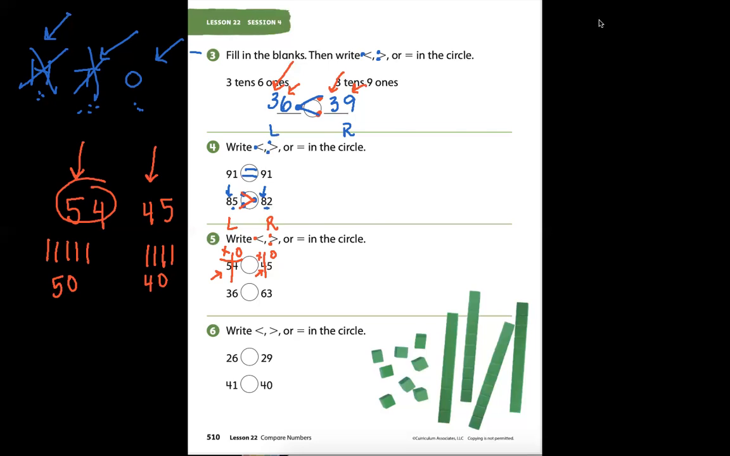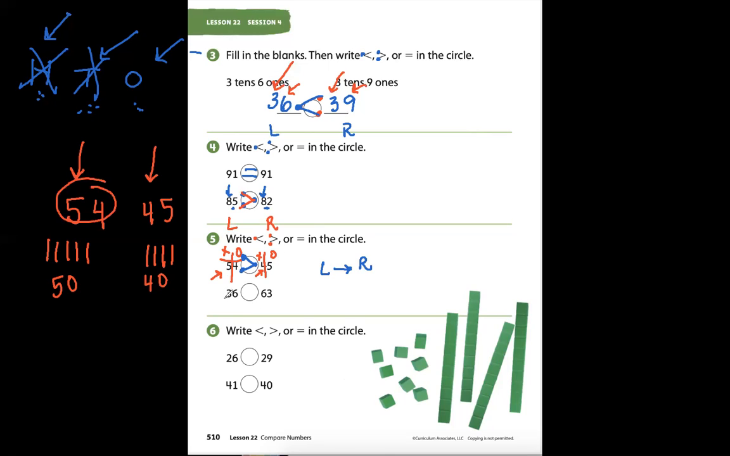So because 5 tens is more, I'm giving it 2 dots. 4 tens is less, so I give it 1 dot. Now I'm going to connect those dots, starting on the side with 2 dots to the 1 dot to the 2 dot side. And I read it from left to right. 54 is greater than 45.